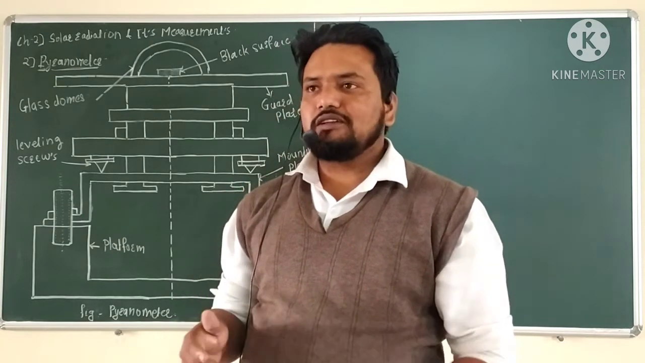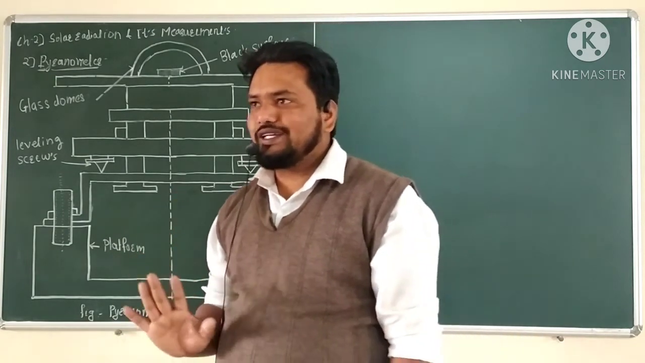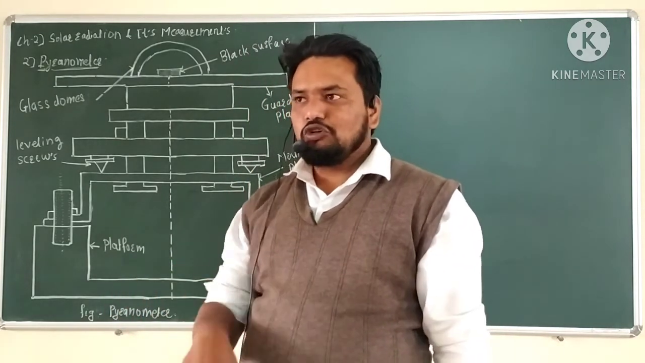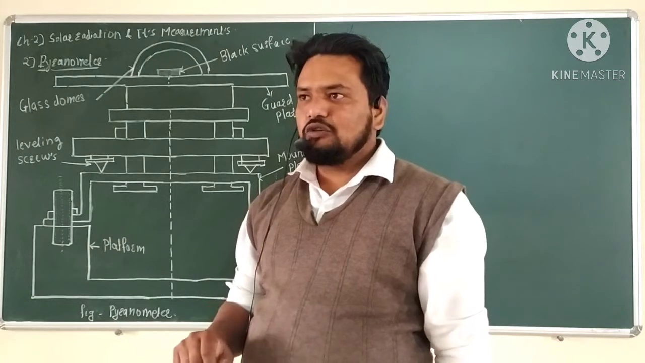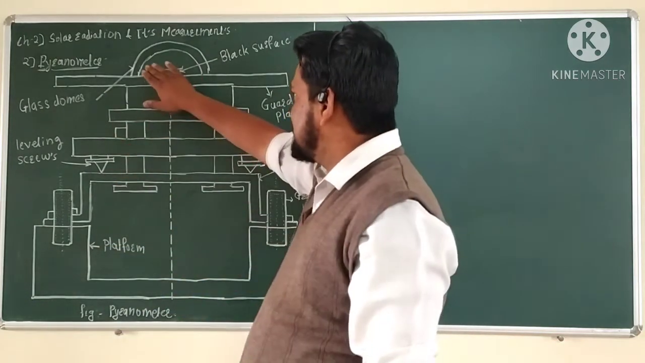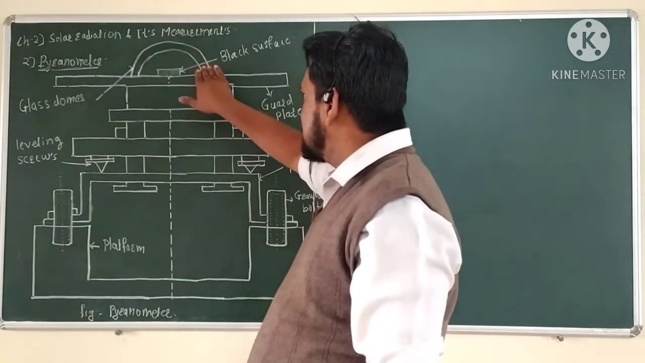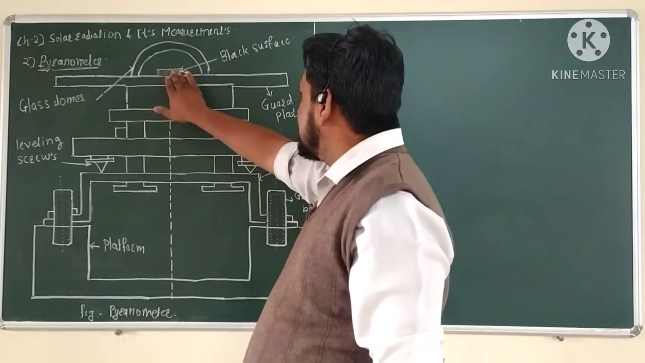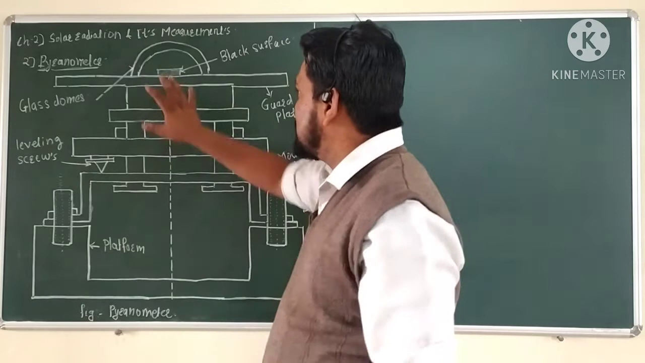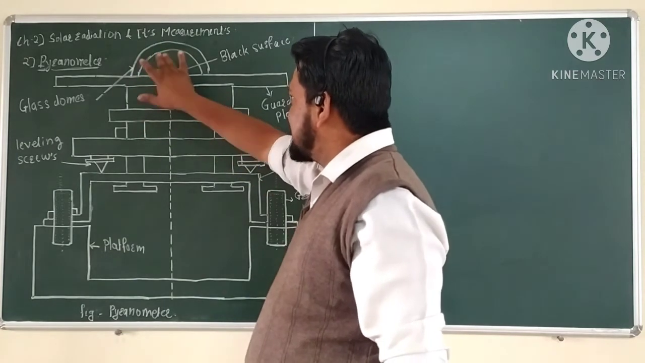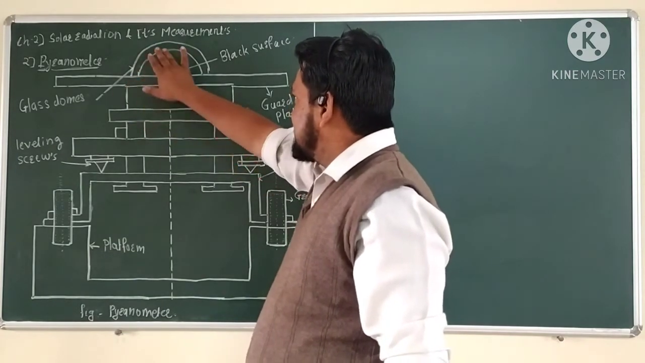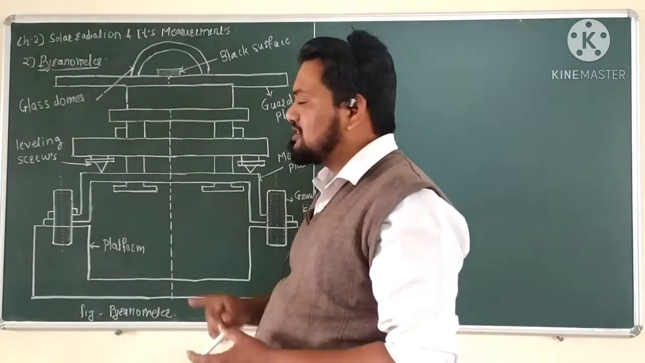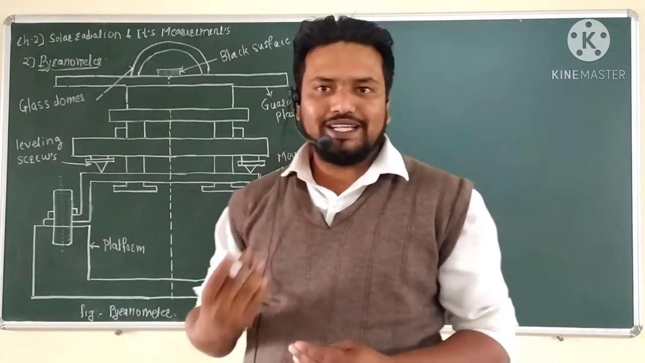That means the global or diffuse radiation incident on the earth's surface is incident on this instrument, which has a spherical ball-like structure with a black surface. Whatever radiation is incident on this black surface, the black surface also gets heated.